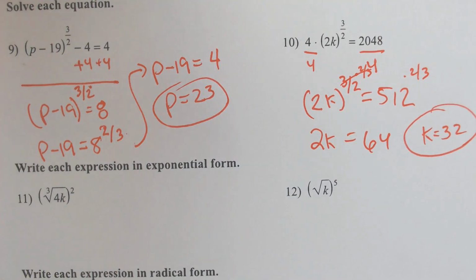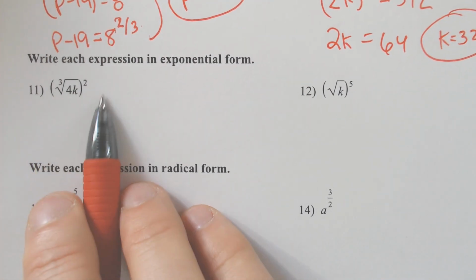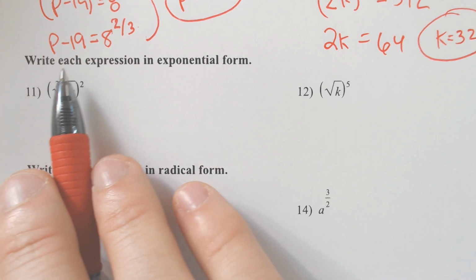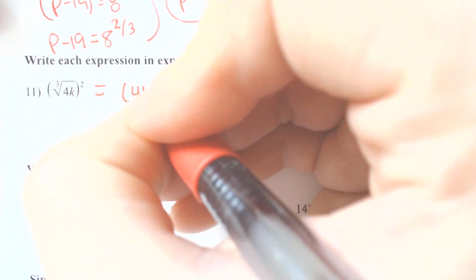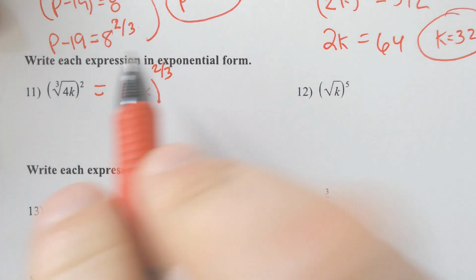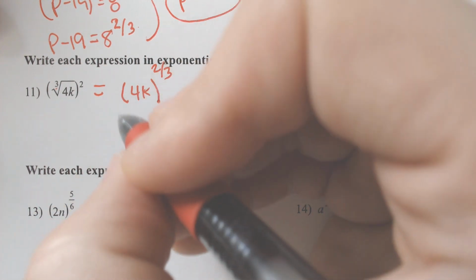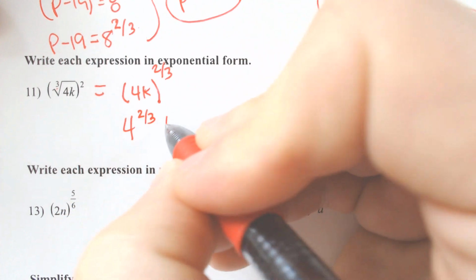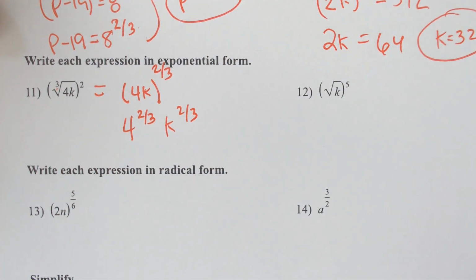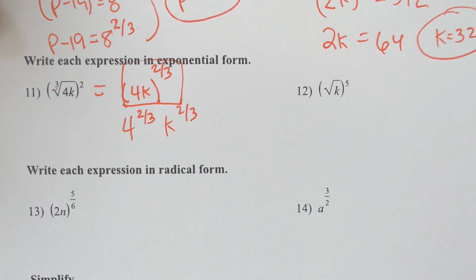Not that bad. The next 4 are going to be really easy, actually. We have the cube root of this stuff, but it's not asking us to simplify. It's just asking us to write each expression in exponential form. So this is going to be 4k, the quantity of that, to the 2/3 power. So this number goes on the bottom of the fraction. The 2 goes on the top of the fraction. You could also say 4 to the 2/3, k to the 2/3. I like the first answer. That one looks very nice and clean and done.